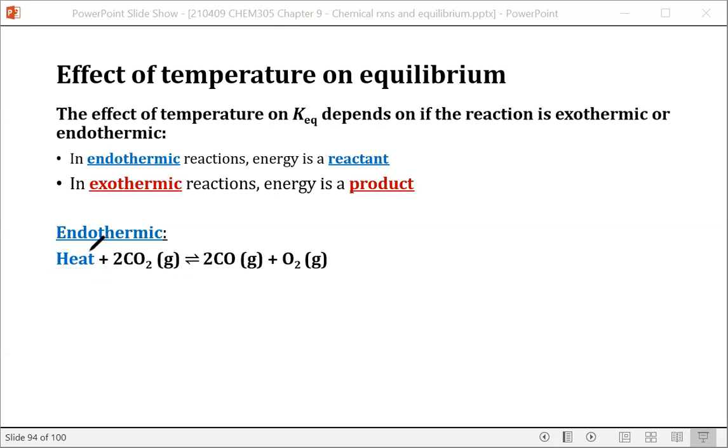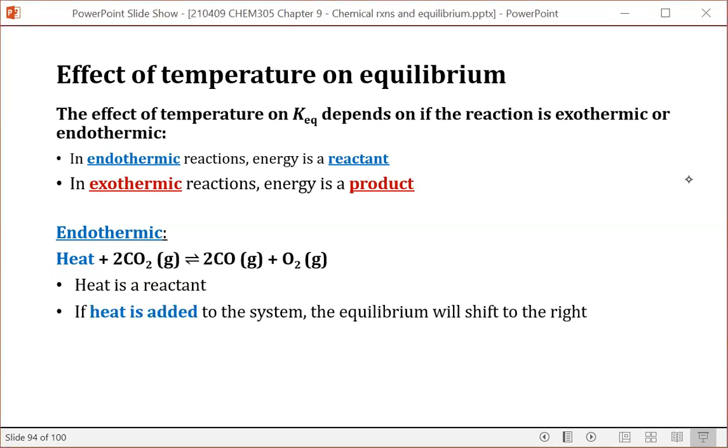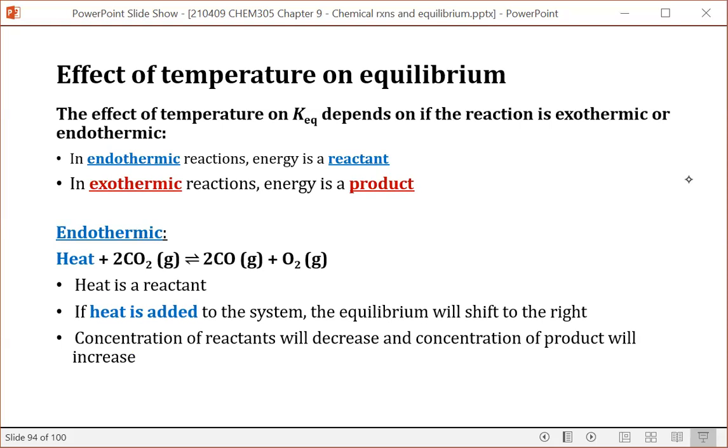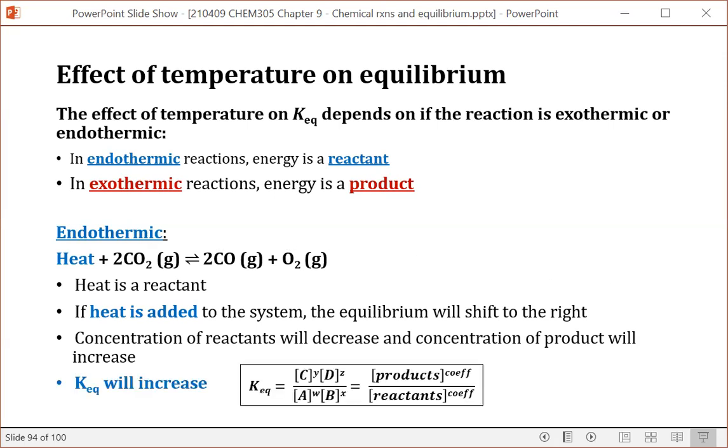For an endothermic reaction, if we removed heat, it's like decreasing the concentration of one of the reactants. And so the reaction is going to respond by pushing to the left to replace that heat that was lost. So again, if heat is added to the system, the equilibrium is going to shift to the right to favor making more products. The concentration of the reactant is therefore going to decrease because we're favoring the forward reaction. So we're going to use up, in this example, more of the CO2 to do that. And the concentration of both of the products will increase.